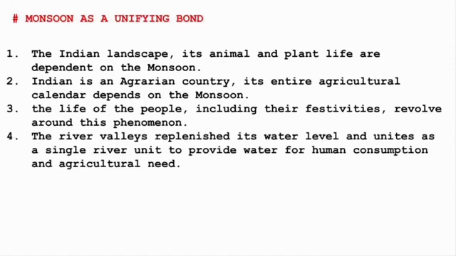And finally, because of the monsoon, our river valleys get replenished. This is very important because many of the peninsular rivers usually rely on rainfall, unlike the Himalayan rivers. So if there is monsoon, it will provide water for human consumption and agricultural needs. These are some of the points that come under the topic monsoon as a unifying bond.